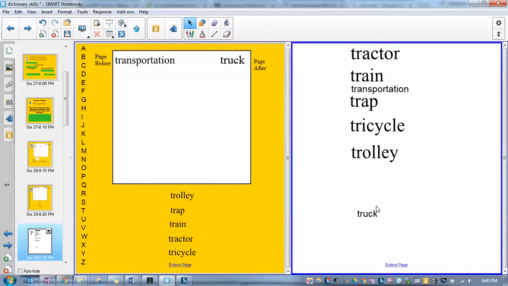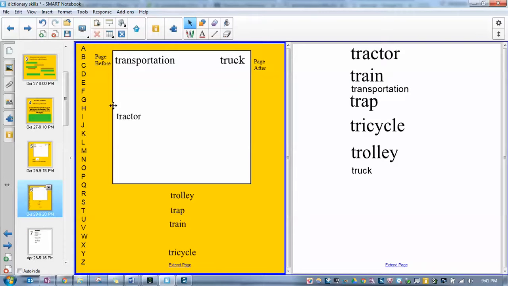So now I'll use truck, and this is T-R-U, this is T-R-O. Well, O comes before U in the dictionary, so truck would come after trolley. So I would know that tractor would fall on a page before transportation in the dictionary, and so would train. Train would fall before transportation in the dictionary, and then the rest of these words would be found on the page. Let's try another example.